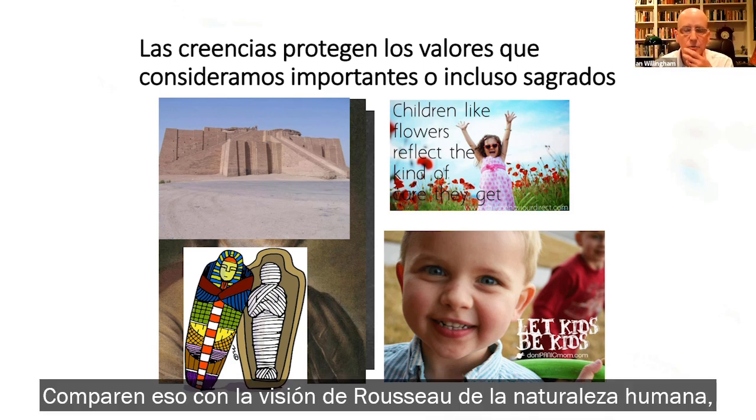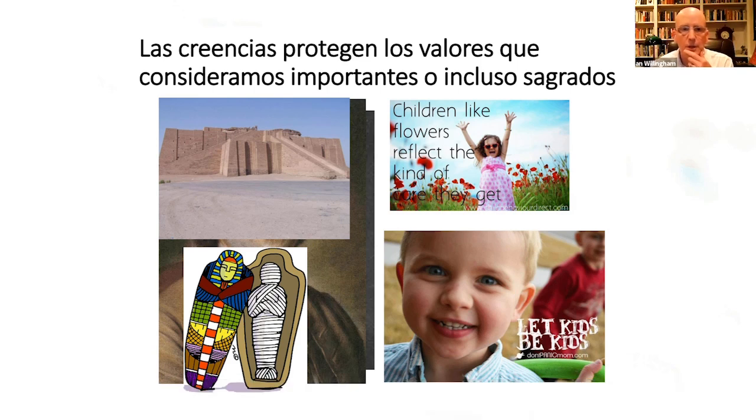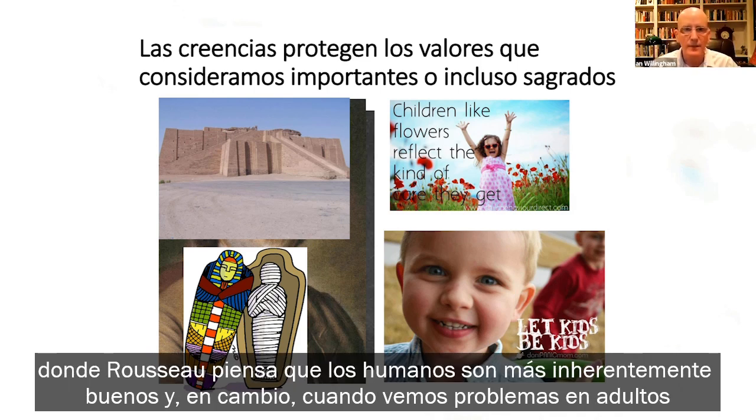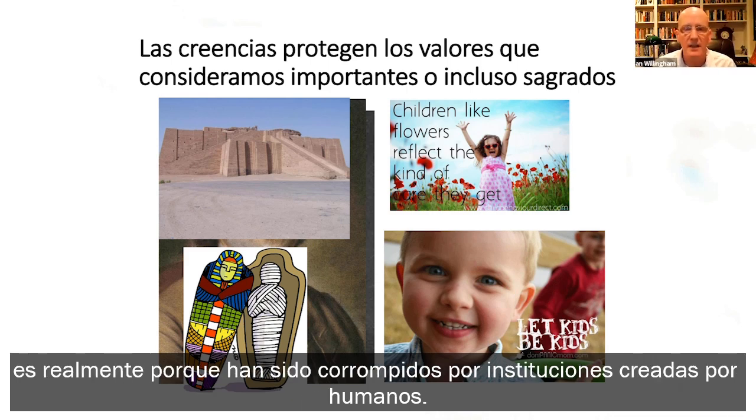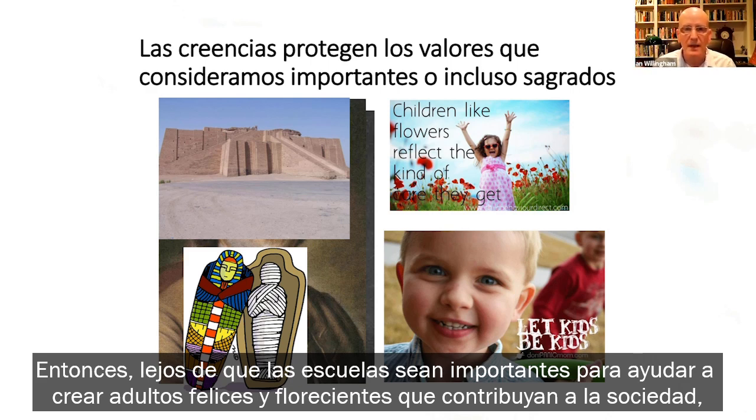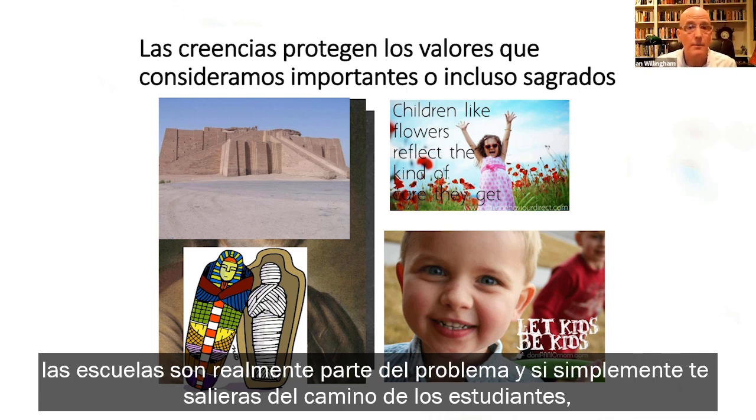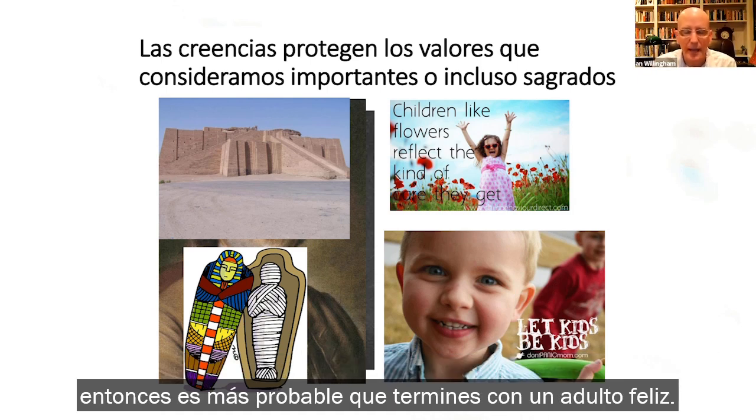Compare that to Rousseau's view of human nature, where Rousseau thinks of humans as much more inherently good, and instead when we see problems in adults, that's really because they've been corrupted by human-created institutions. So far from schools being important in helping create happy and flourishing adults who contribute to society, schools are really part of the problem. And if you would just get out of students' way, then you're more likely to end up with a happy adult.